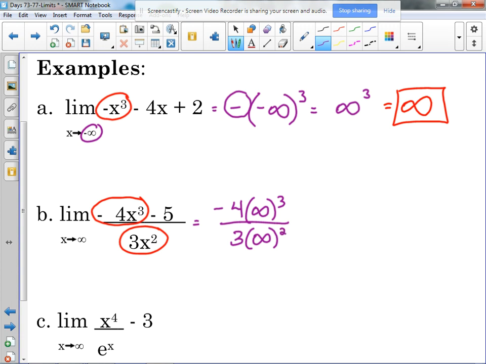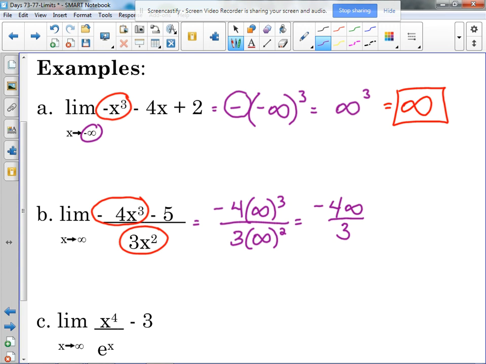Okay, so let's look at it here. I've got infinity cubed in the numerator and infinity squared in the denominator. If that was x cubed over x squared, what could we do? We could simplify that to just x in the top, right? X cubed over x squared leaves us with just x in the top. So this kind of leaves us with infinity on the top.